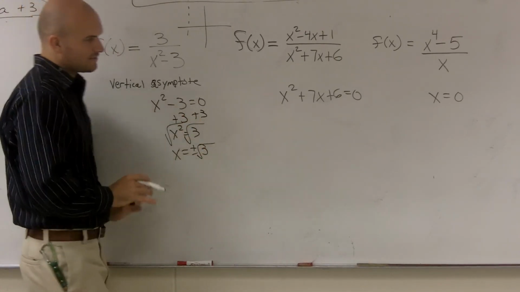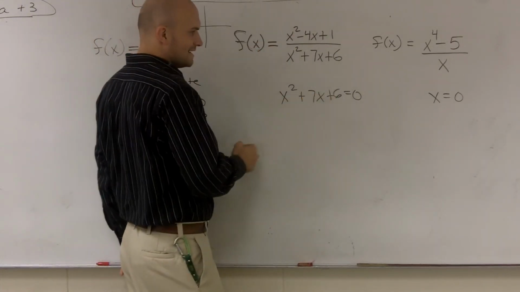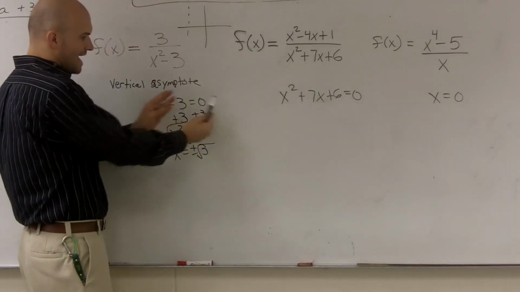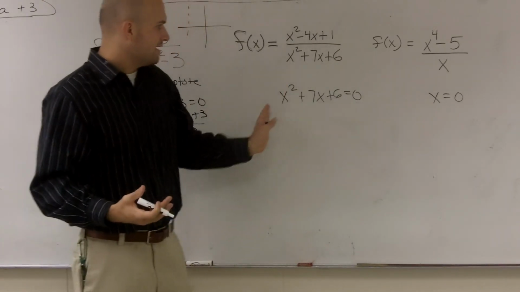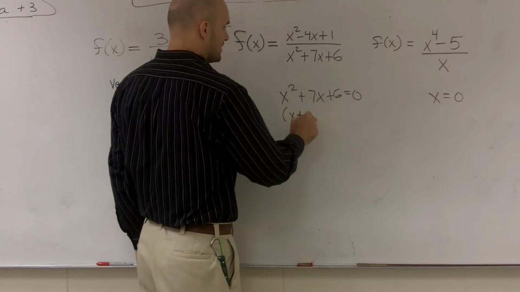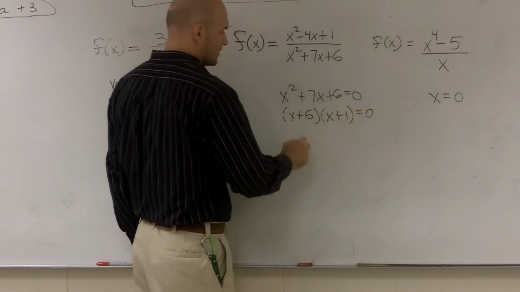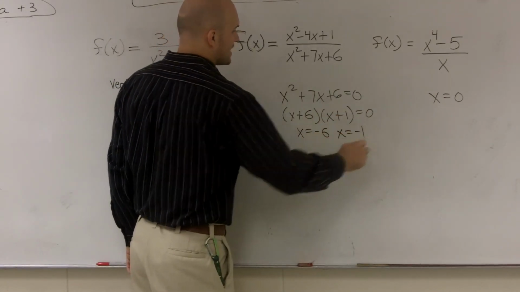We'll get into graphing later. Here, to find the vertical asymptotes, I set it equal to 0. And here, since I have a trinomial, I can't just add to the other side. When I have a trinomial, I'm going to look for factoring. I see that this can be easily factored into x plus 6 and x plus 1 equals 0. Therefore, my asymptotes are x equals negative 6 and x equals negative 1.